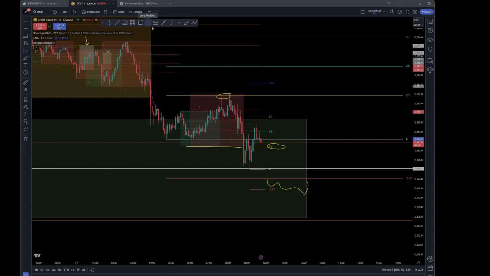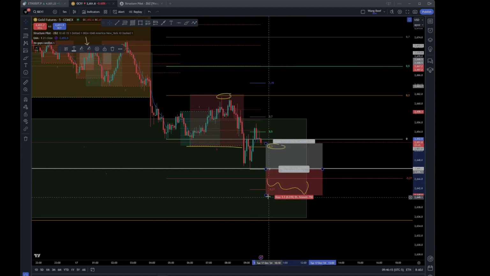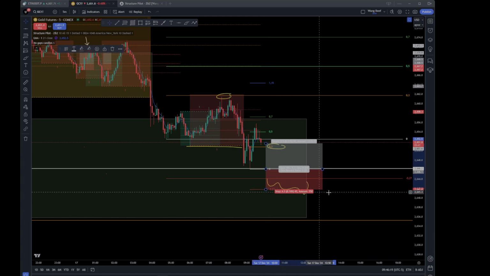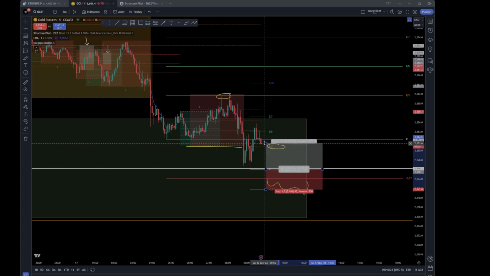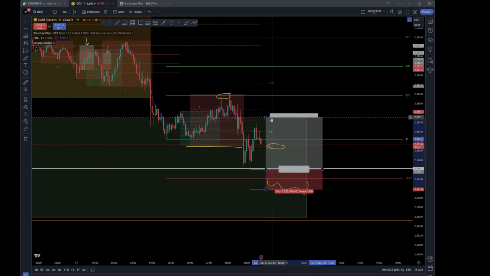Let me show you this. Let's say we have our entry here. So the initial stop, as we know, is the 0.27, right? And my TP would be somewhere there, right?